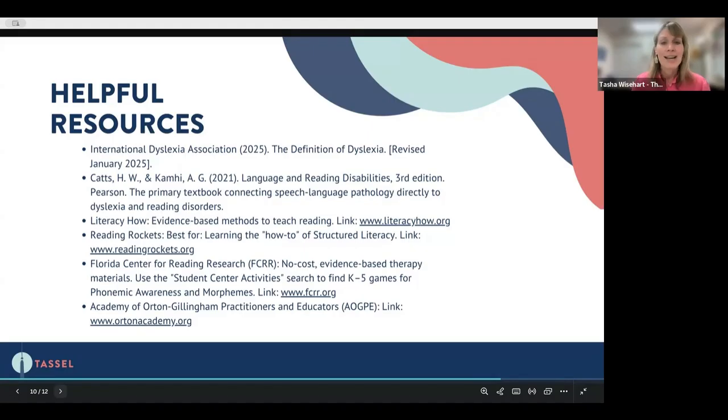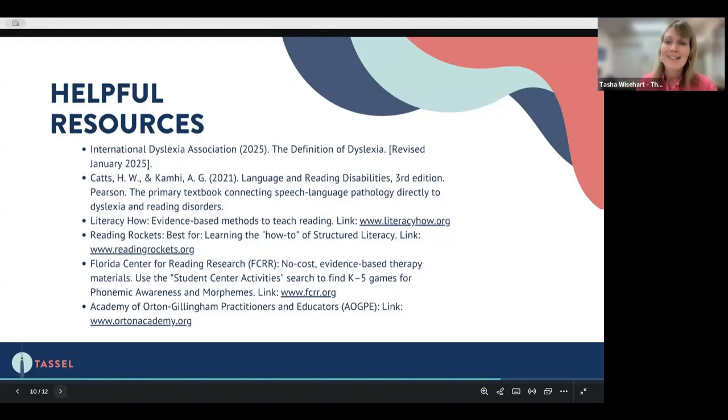Hugh Katz is a great researcher, and he did this textbook about connecting dyslexia and reading disorders with speech language pathology, which I haven't really seen before. So I think that could be a cool thing to look at. Literacy How is another wonderful resource. It talks about evidence-based methods to teach reading, but it also touches on the language component. That's been really helpful for me.